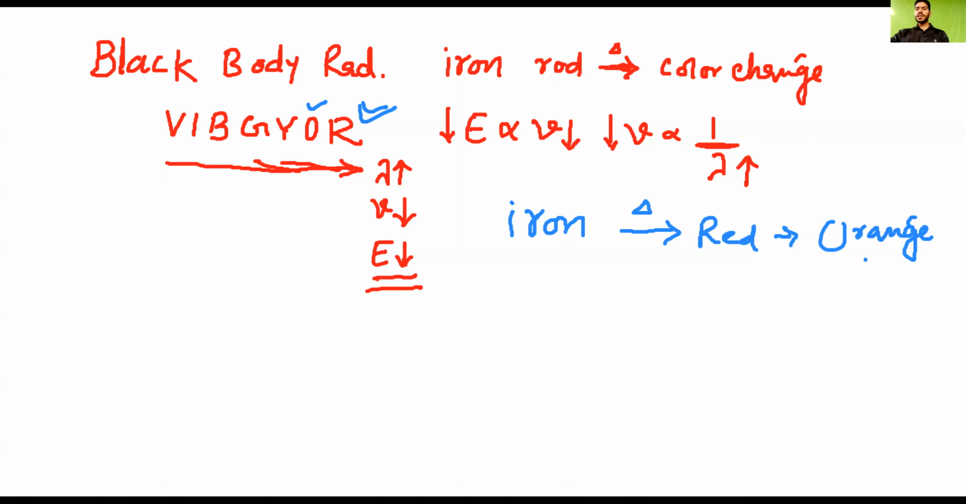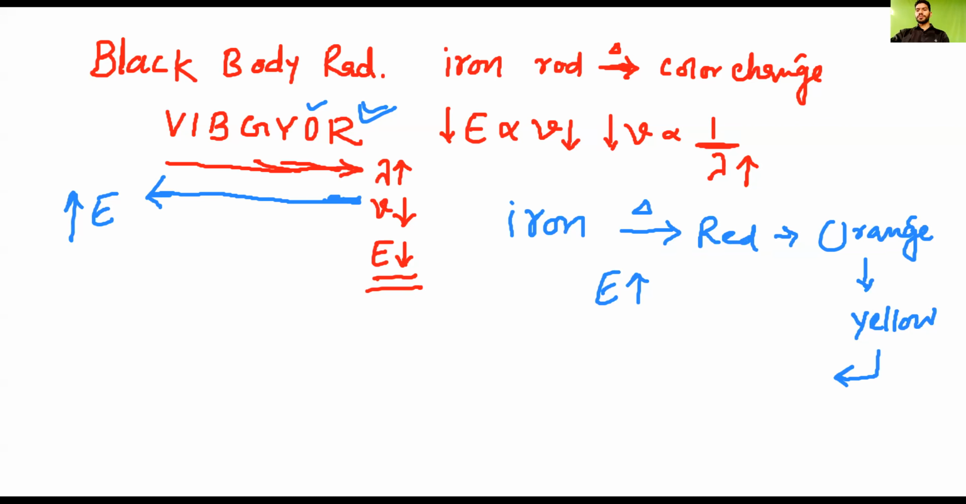And similarly, if you further heat, it can also become yellow. If you further heat, you are increasing the energy. And we know that when you move from red towards the violet, energy increases, isn't it? When we move from red towards the violet, what happens to the energy? Energy increases. We know that. So whenever we heat this iron rod, we are increasing its energy. First the energy was very low, so the color will be red. Then when we increase the energy, it will change its color. It will become orange, and then it can become yellow. Then it can also become green and blue, isn't it?